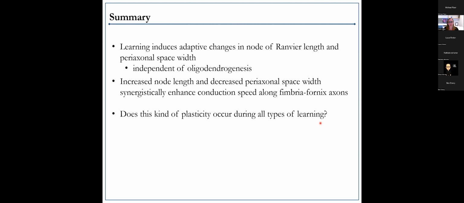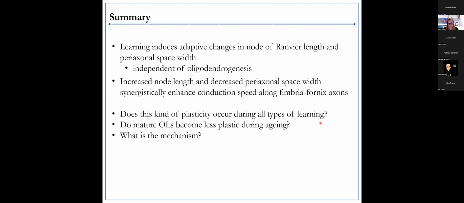But this leaves us with a number of questions. Does this kind of plasticity occur in all types of learning, or is it specific to spatial learning? Do mature oligodendrocytes become less plastic during aging? And what is the actual mechanism?